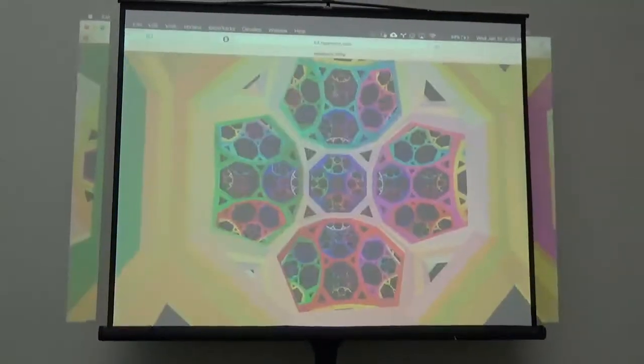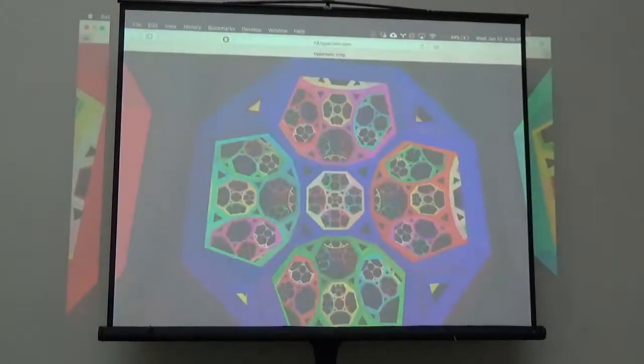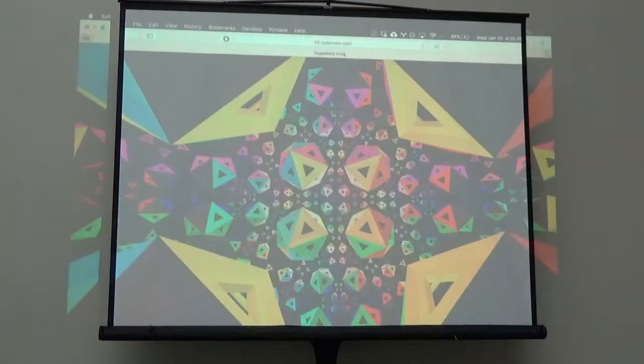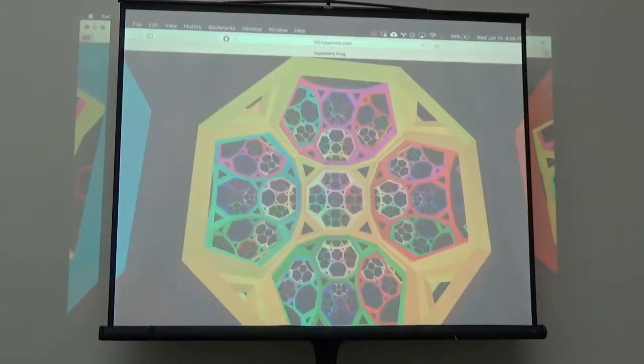I'll just switch this. If you are playing with this, then you can hit the C key, which switches you between the different colors. And the number keys too.